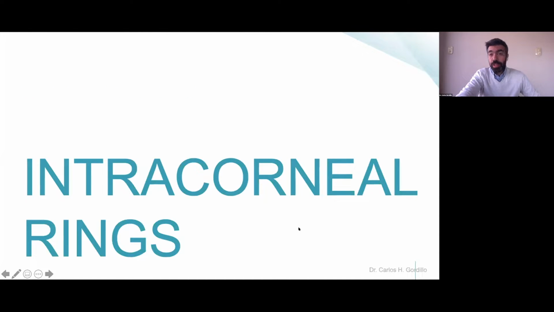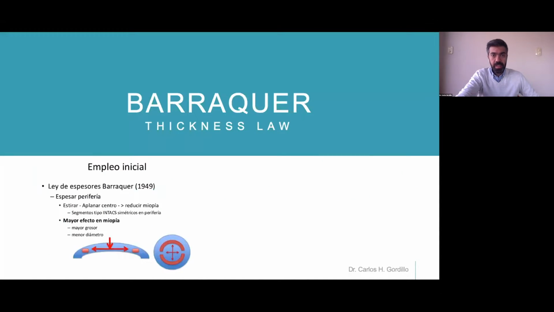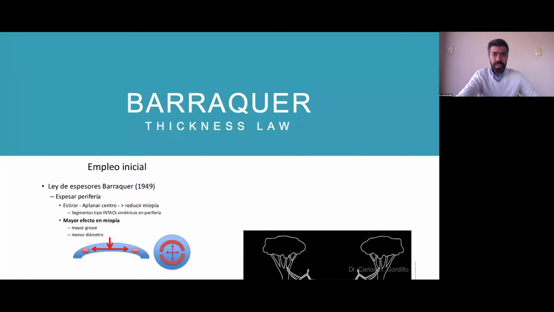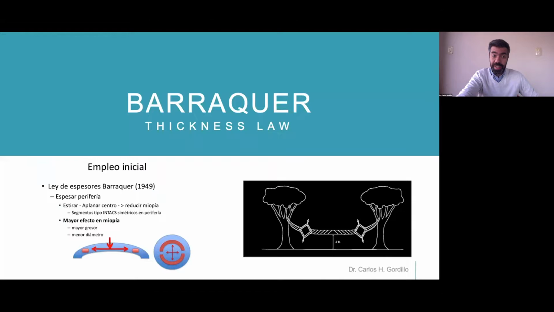So, intracorneal rings. The difference between this and the cross-linking is that the cross-linking is going to halt the progression and the intracorneal ring is going to improve the corneal surface. So the intracorneal ring was first described by Barraquer in 1949 with the thickness law. They were using the rings to reduce high myopia.